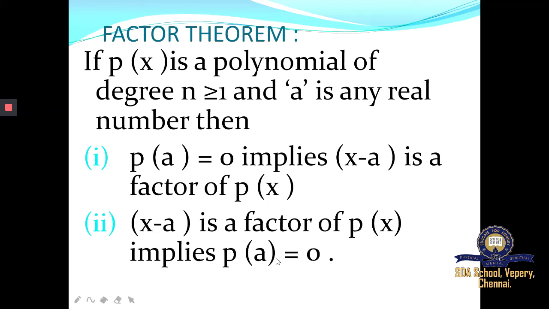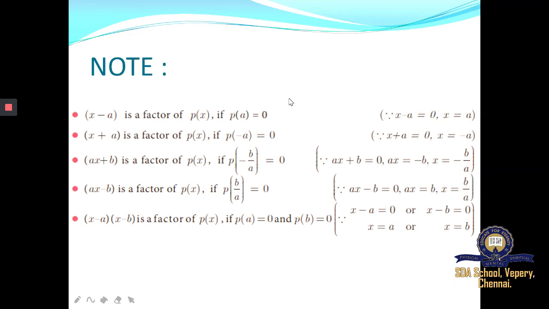Okay, again, this is very important, students. X minus a is a factor of p of x if p of a equals 0, which means you have to equate x minus a to 0. What will you get as the value of x? a, right? That's what they're trying to say. Similarly, if x plus a is a factor of p of x, then p of minus a equals 0, which means again x plus a equals 0, and you will get the value of x as minus a.